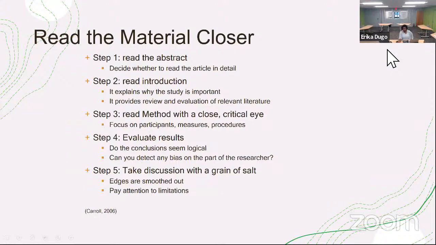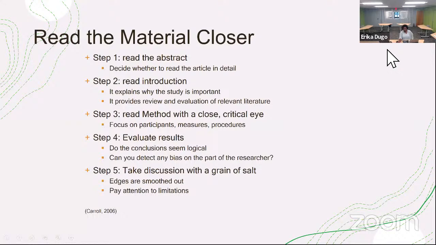So the next step would be to read the methods. So you would focus on the participants, what particular measures they're using in that particular study, and the procedures that they're using. So next you'll evaluate those results. So you're looking to see if those conclusions that they make are logical, and if you can detect any biases on the part of that particular researcher, okay?